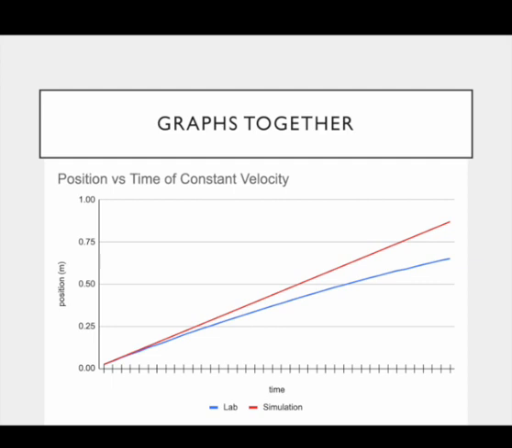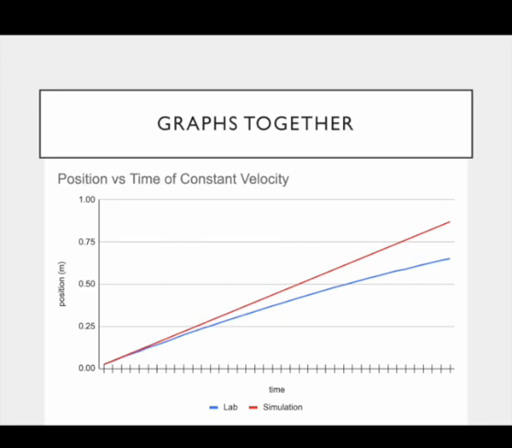So, the red line is the graph from GlowScript, and then the blue line is the one from Tracker. So, as you can see, the one from Tracker tails off a little bit, and that's because the net force is likely non-zero. There's likely air resistance and friction, which caused it to slow down during the experiment.